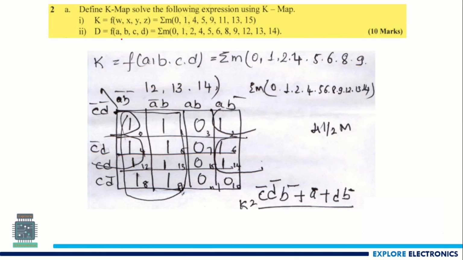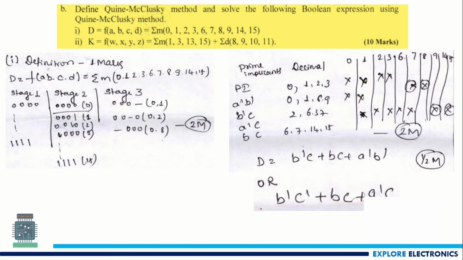Similarly, the next expression given is ABCD summation m of these terms, and you can do this on your own. Here grouping is given, and the answer is C bar D bar plus B bar plus A bar D B bar. Then the next question: define Quine-McCluskey method and solve the following Boolean expression using the Quine-McCluskey method.